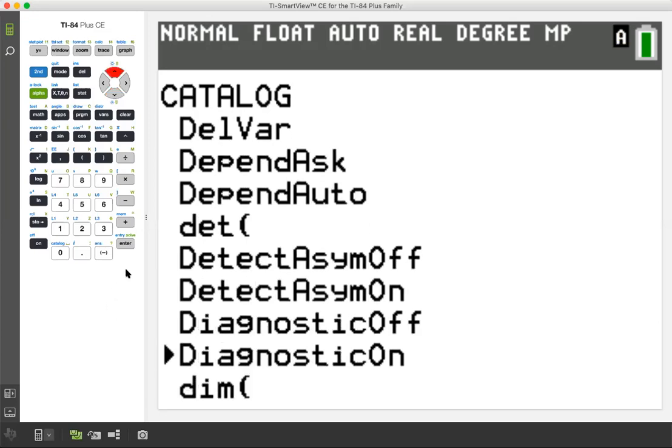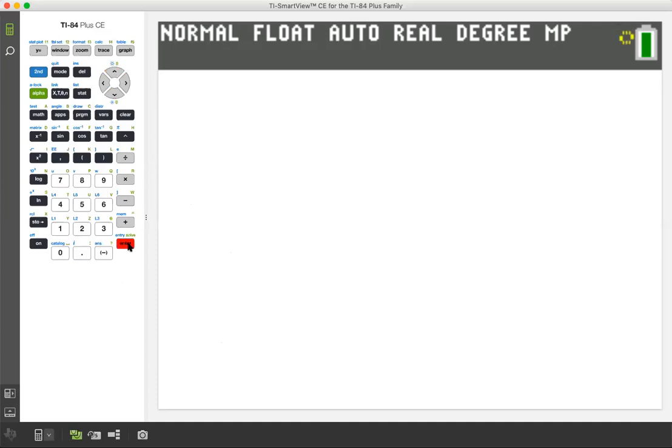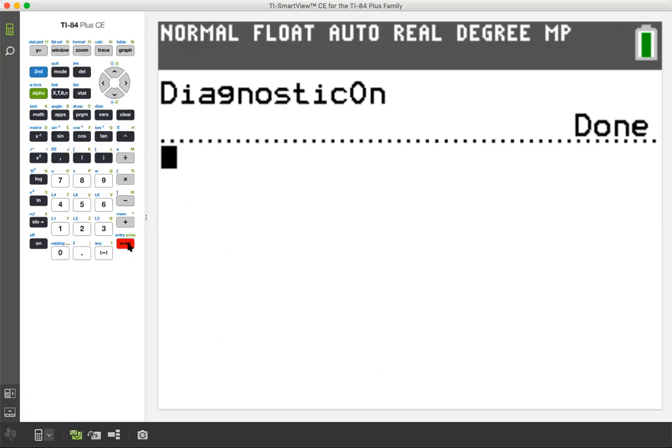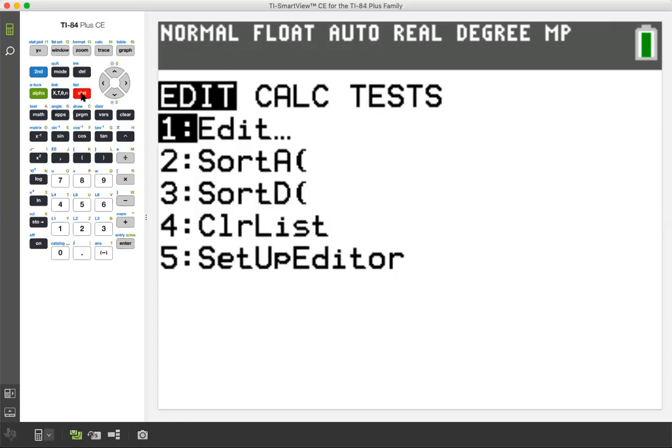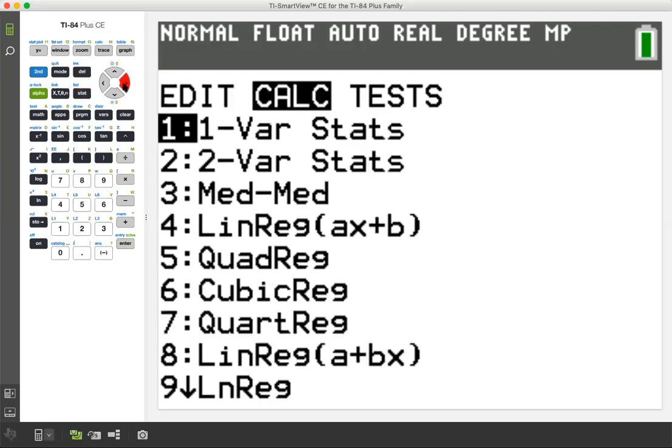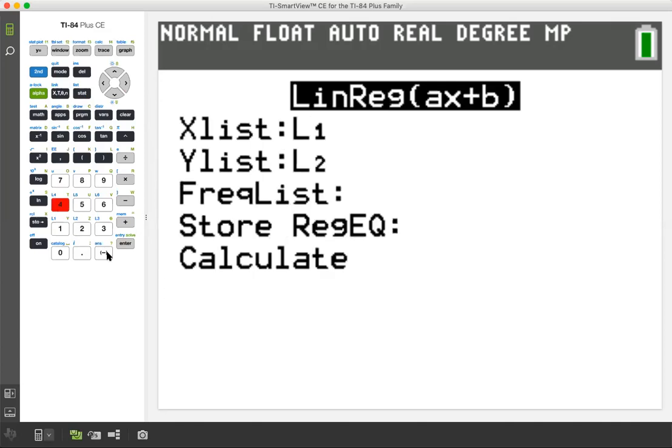Once I see diagnostic on, I'm going to hit enter, and then I'm going to hit enter one more time, and it should say done. That means the calculator has now pulled this information into its statistical set of data. So one last time, I'm going to go back to the stat button, move over to calculate, and hit number 4 again. Then I'm going to go down to calculate.